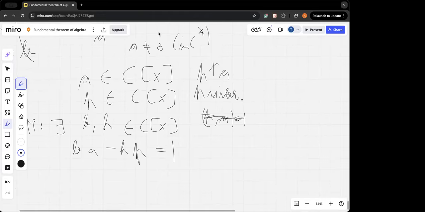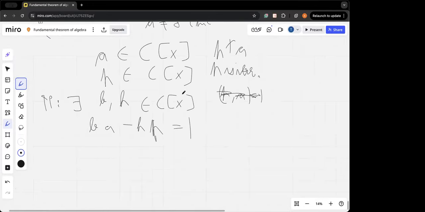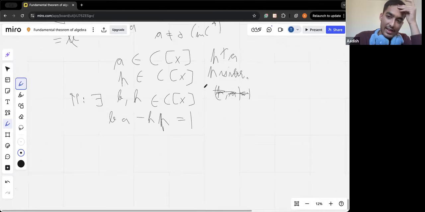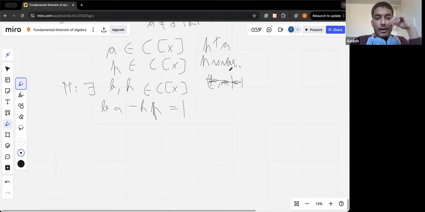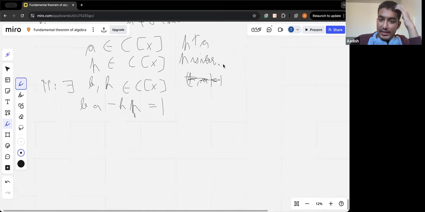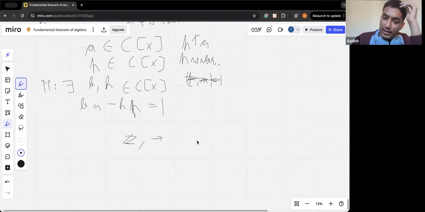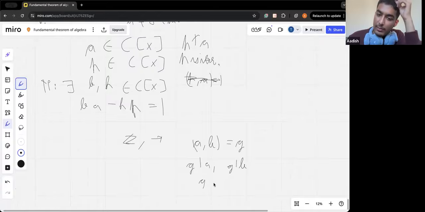And how do you have GCD of P comma A equal to 1? How do you define the GCD? Let me think how to explain. So let's go back to Z to remind us of what GCD is. We say GCD of A and B is G if G divides A, G divides B, and G is the largest number that does that.